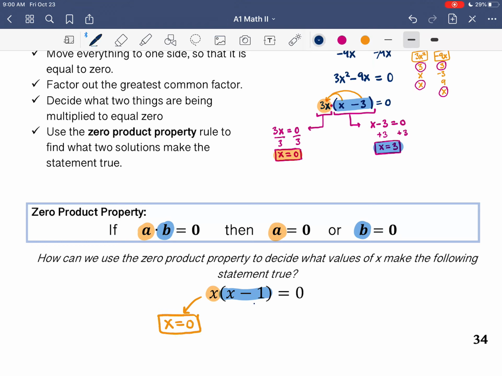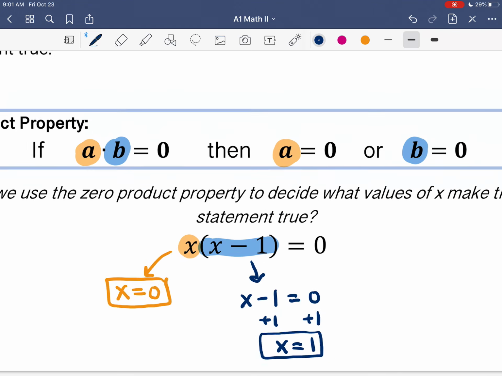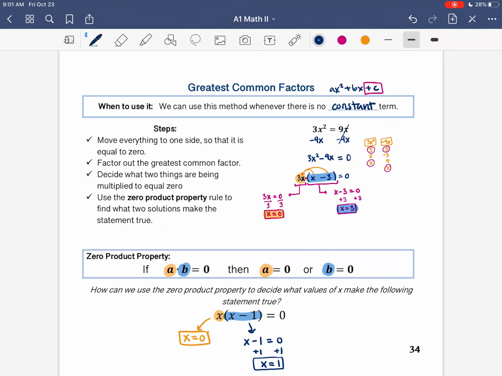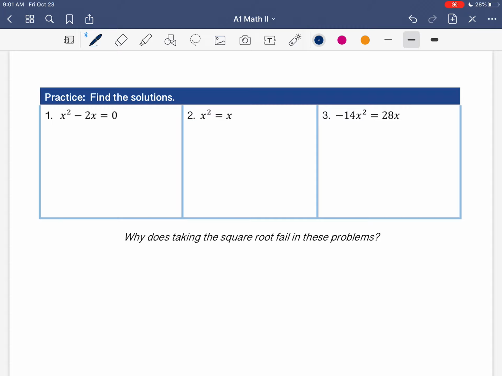Again, like I said, if you don't get an answer that says x equals 0 when you're using greatest common factor, you're doing something wrong. And then we can also set x minus 1 equal to 0. X minus 1 equals 0, and to solve this, we add 1 on both sides, and we get x equals 1. So our two options for how to make this equal to 0 are either x is 0 or x is 1, because both of those make one of those parts of the product equal to 0. Okay, let's try some more examples of these, and then we'll call it quits for today.